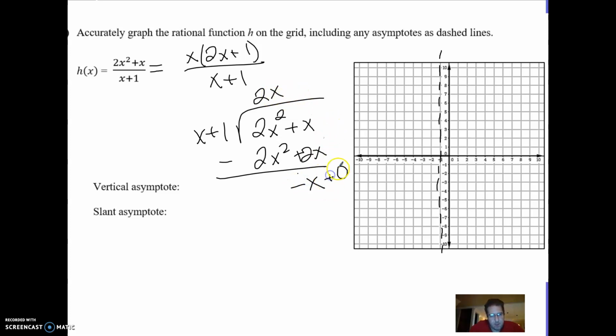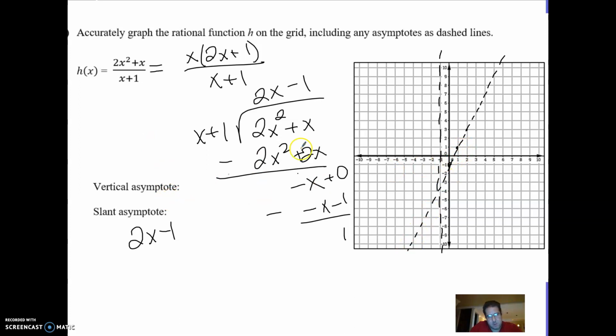I can add nothing coming down. x times -1 would be this, so that's -x minus 1. And that leaves us with 1 left over. So 2x minus 1 is the slant asymptote. So starting at -1 up to the right 1. Now I'm actually going to have to make points because it's going to go something like that.